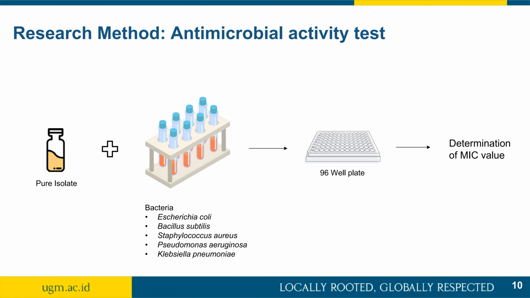Antimicrobial activity test. Pure isolate was added to the bacteria in each tube, which contained Escherichia coli, Bacillus subtilis, Staphylococcus aureus, Pseudomonas aeruginosa, and Klebsiella pneumoniae. It is then put in a 96-well plate and the MIC value can be determined.